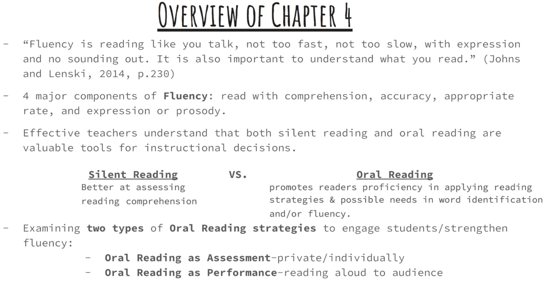So accuracy and appropriate rate is basically explaining, when you read a passage, how many words you're getting correct out of the whole passage, and those two components really tie in with comprehension and with expression, because if students are reading fluently, they are basically reading without much thought about what they are actually reading. So effective teachers understand that both silent reading and oral reading are valuable tools for instructional decisions.